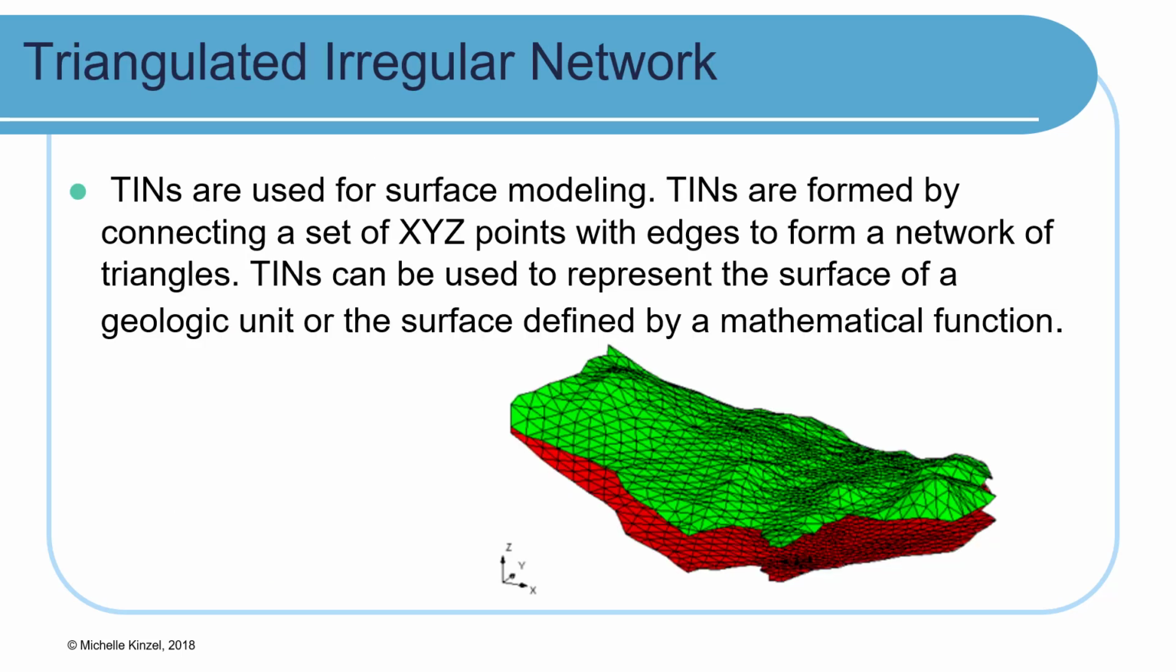TINs are triangulated irregular networks. They're used for surface modeling. You can see here there's a series of triangles, and it is a connection of XYZ points. The edges are actually forming those networks of triangles, and they're used to represent the surface of a geological unit or the surface defined by a mathematical function.